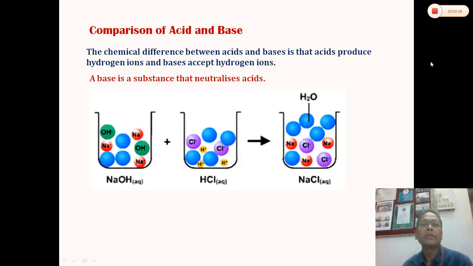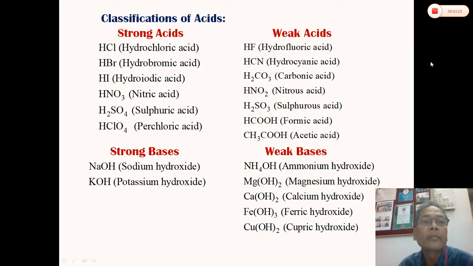Comparison of acids and bases. We know that acids immediately react with bases, particularly in aqueous medium. Aqueous medium means in water. The chemical difference between acids and bases is that acids produce hydrogen ions and bases accept hydrogen ions. A base is a substance that neutralizes acid to form salt and water. Here in this diagram, an aqueous solution of NaOH, when combined with an aqueous solution of HCl, forms salt along with water molecules.